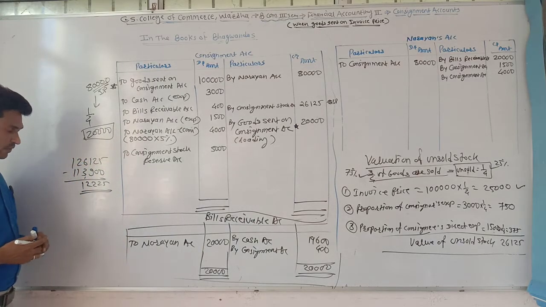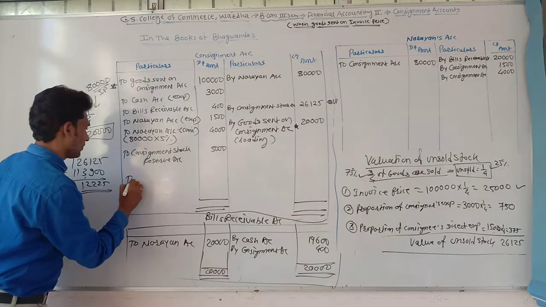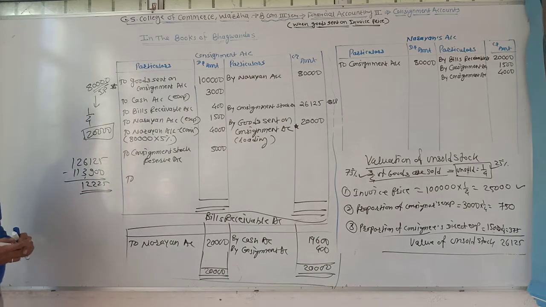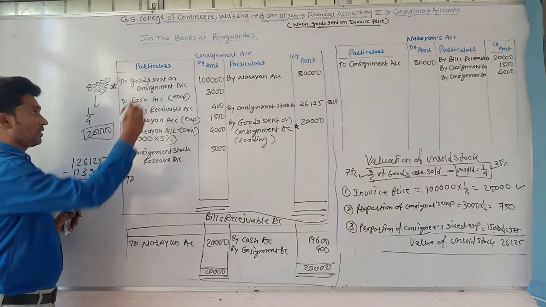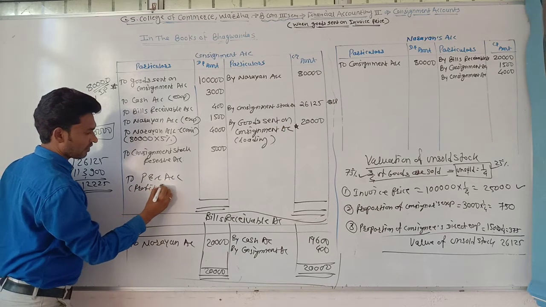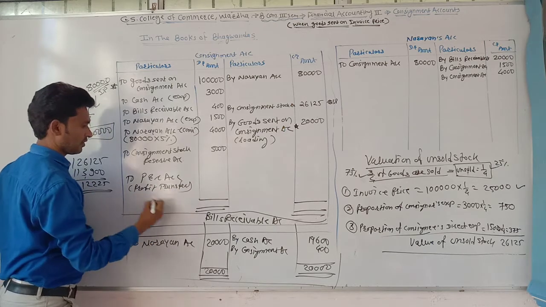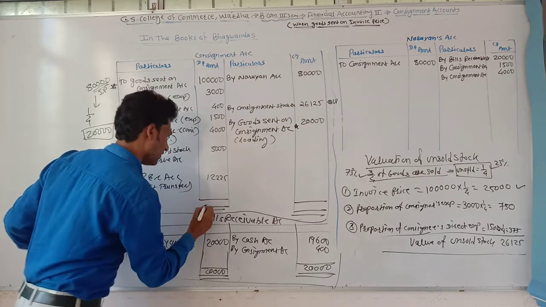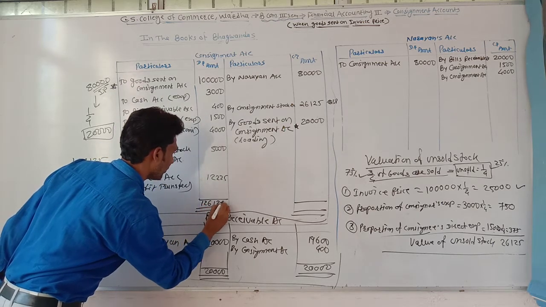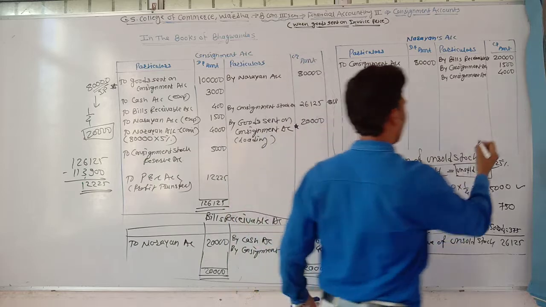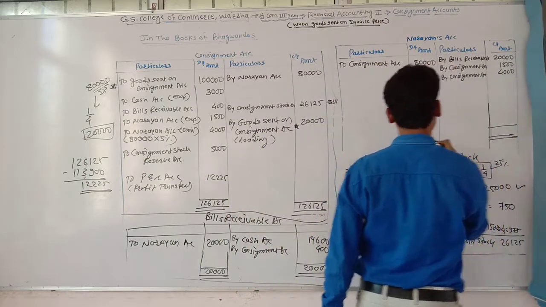Rupees 12,225. Okay, so for the profit transfer, the consignment's profit is transferred to the P&L account. So for that we need to pass the journal entry for transferring the profit: consignment account debit and P&L account credit. Profit transfer. Okay, rupees 12,225. Total becomes rupees 1,26,125. Okay.